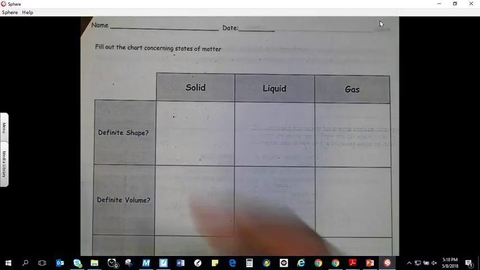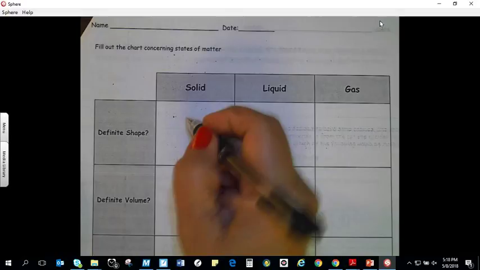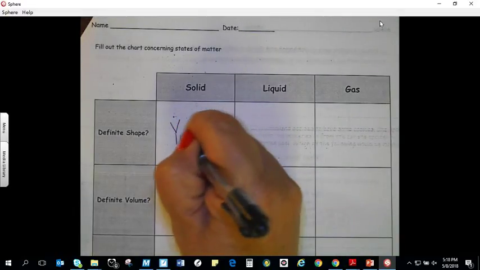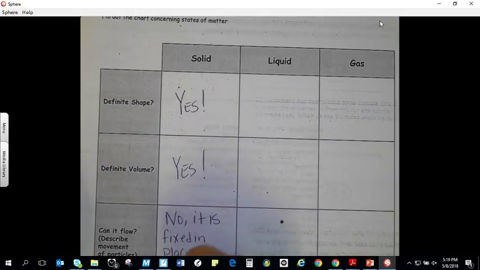And so, a solid, does it have a definite shape? Yes, it does. Does it have definite volume? Yes, it does. Can it flow? No, it cannot, because you're describing the movement of the particles. No, it can't flow because it is fixed in place or rigid. It means it's tight, tightly compacted.